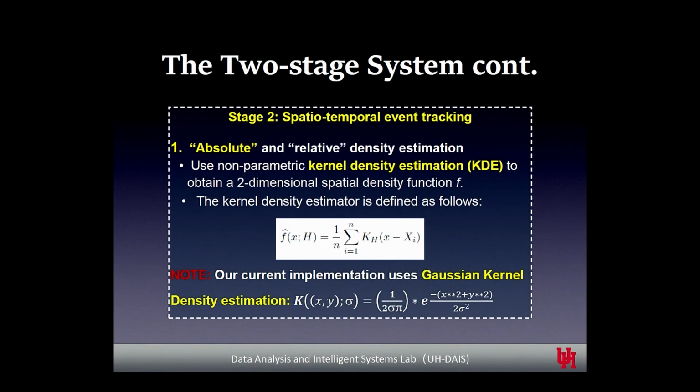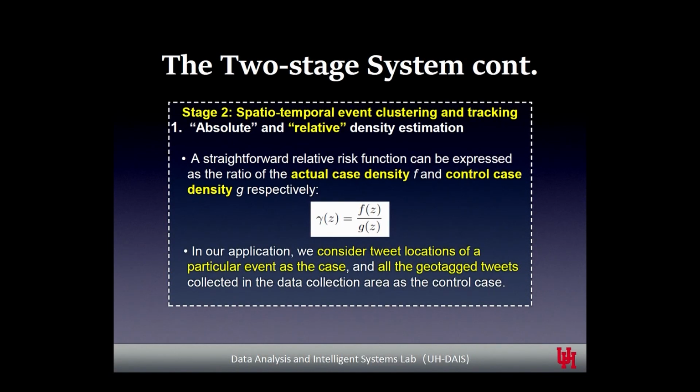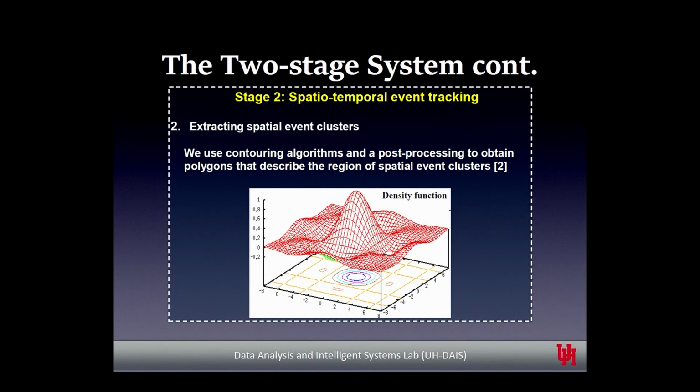Like I said before, we also support the relative density. The relative density is the case divided by the control case. In this application, the case is the locations of the event. The control case is all the geotag tweets we collected in the data collection area. Right now we have two densities: one is the absolute density, the other is the relative density. After we get these two densities, we apply the contouring algorithm and some post-processing to get the spatial clusters. The spatial clusters are just polygons.